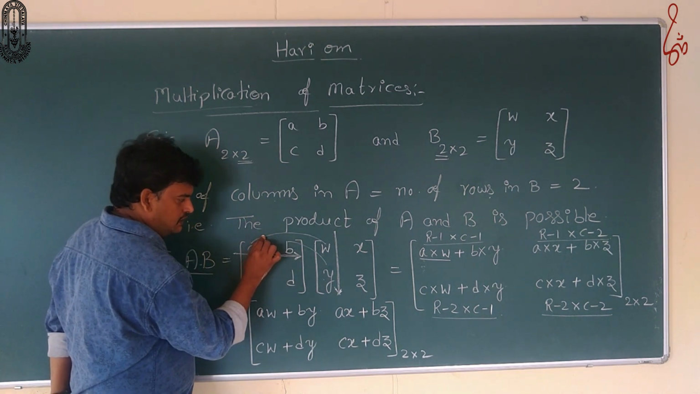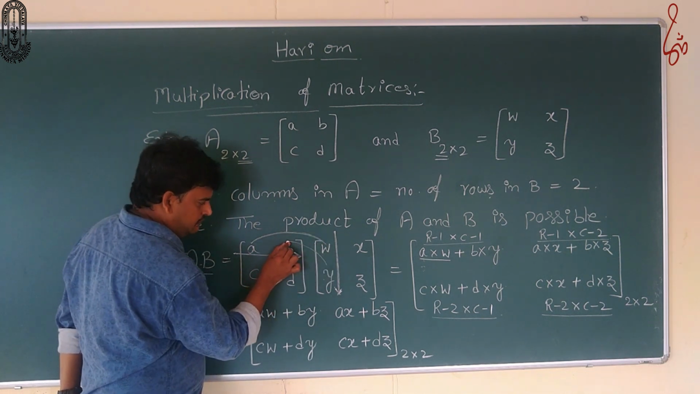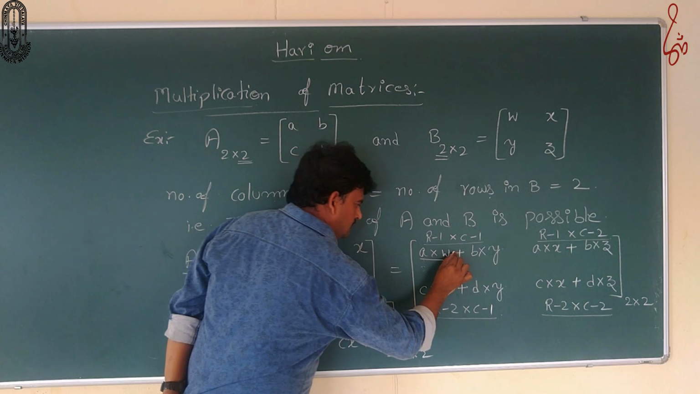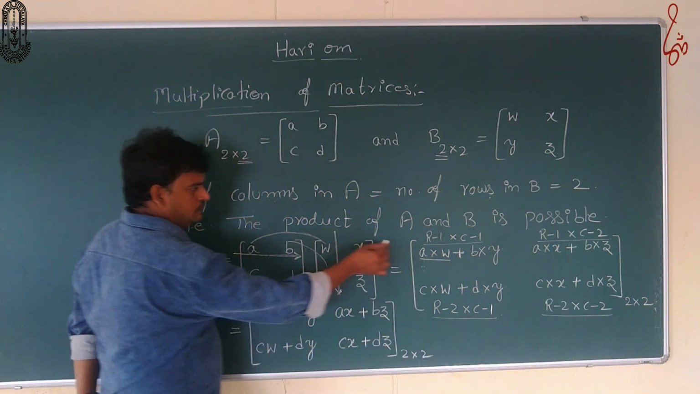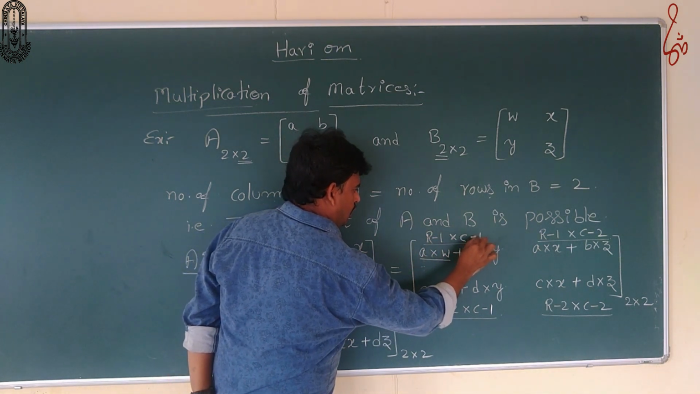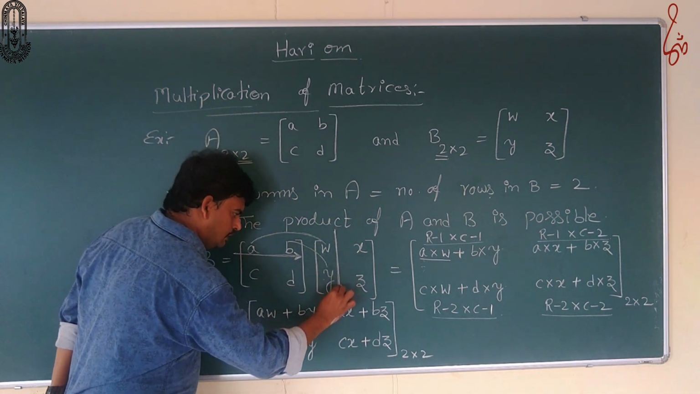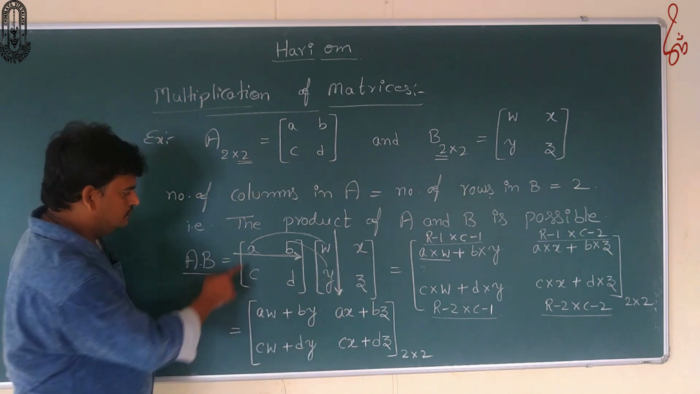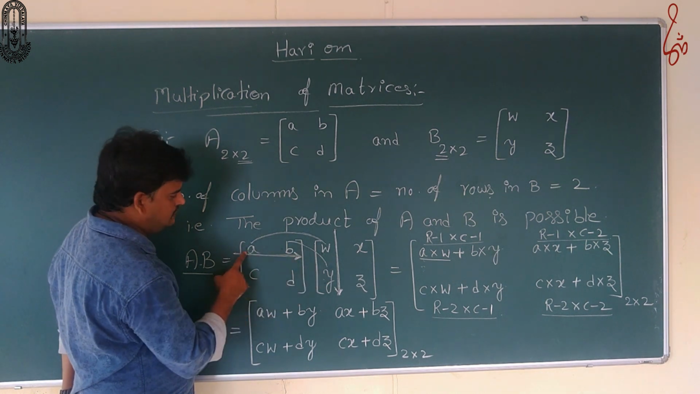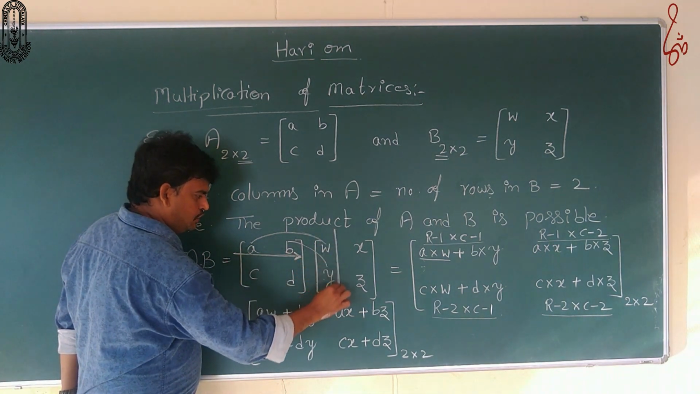Here the first element A, here the first element W, these two product; the second element B and the second element Y, these two product; and finally the sum we should find. So that we have written here, row 1 into column 1. Row 1 elements should multiply with column 1 elements. So A into W plus B into Y. This is the order we need to multiply: first row and first column.